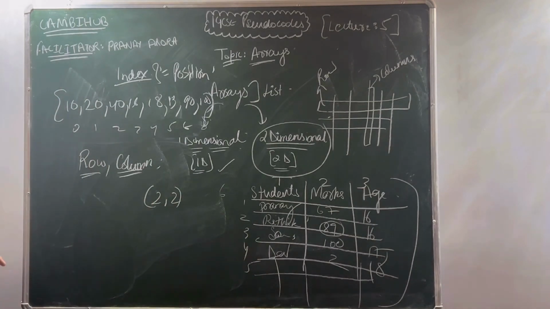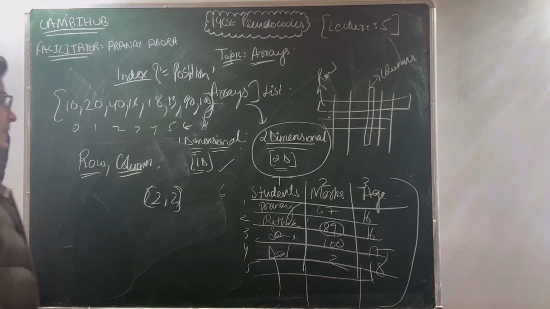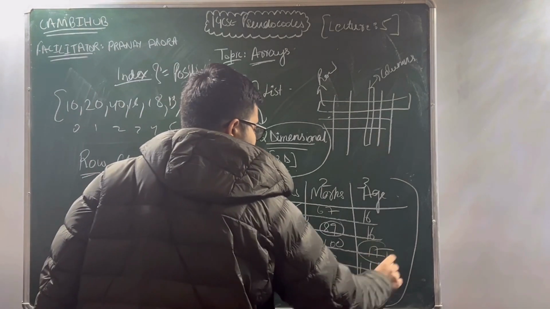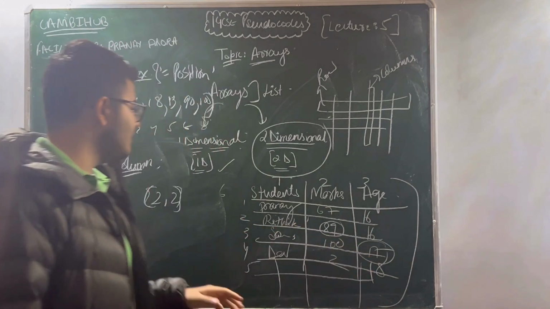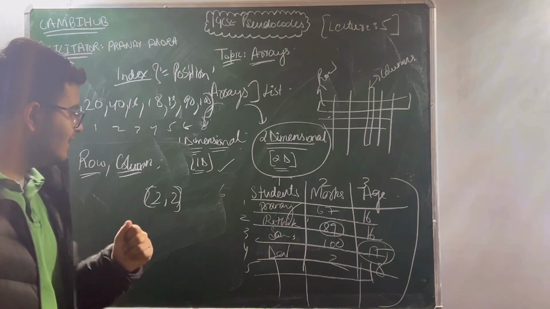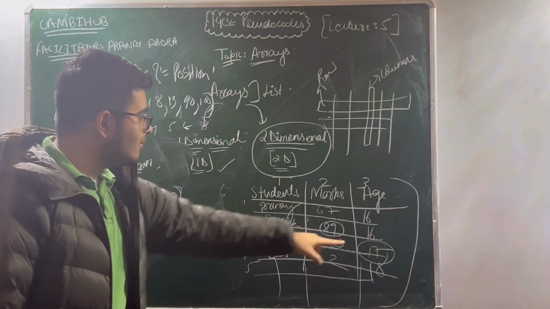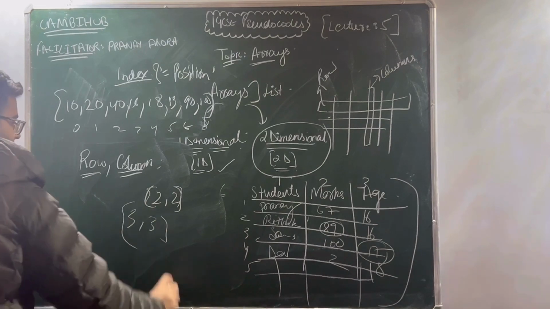2 is the index of 89. What is the index of this number, the element 17? What is the index of the number 17? Row comma column, sorry, my bad. So row is 3, column is also 3. So 3 comma 3 is the answer.